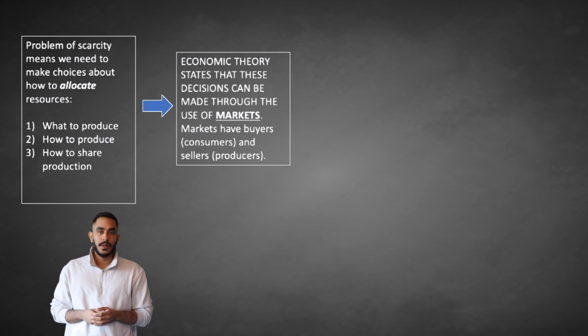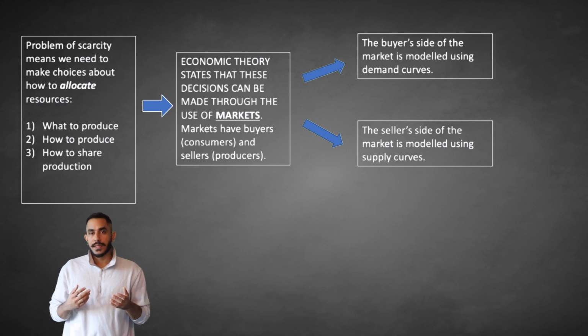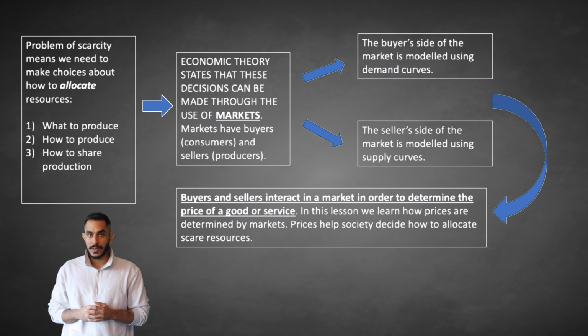Markets have buyers or consumers, and markets have sellers or producers. The buyer side of the market is modeled using demand curves, and the seller side of the market is modeled using supply curves. Buyers and sellers interact in a market in order to determine the price of a good or service. In this lesson, we will learn about how prices are set and the roles that prices play in helping society decide how to allocate its scarce resources.